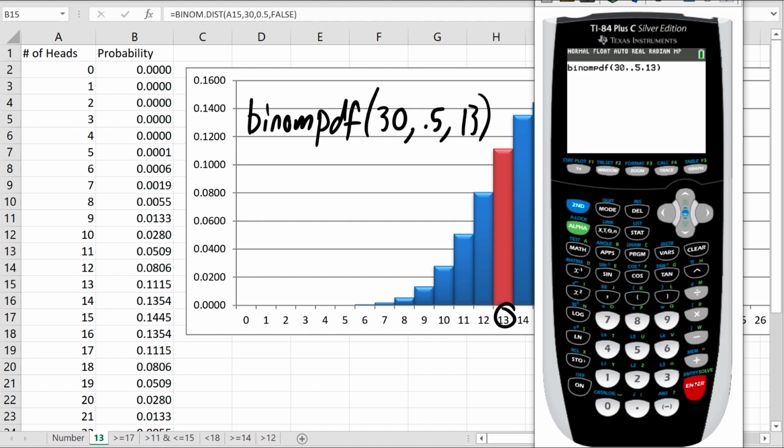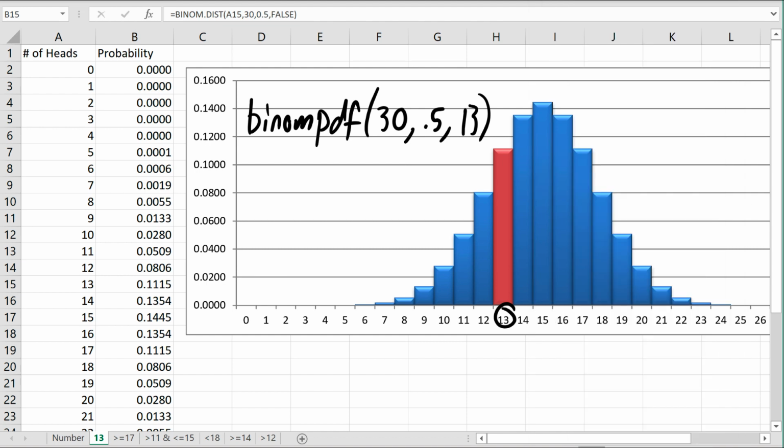All right, so we press paste, and we'll get what you would type in if you have an older calculator, and then enter. And what we get is 0.1115, which of course was the same answer that Excel gave me when I made this table. All right, so the Binome PDF ones are the easier ones, because when we're looking for exactly a number, then we just use that number, and that's it. That's all we have to worry about.